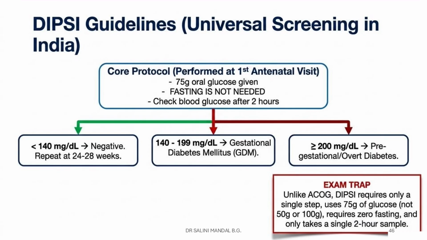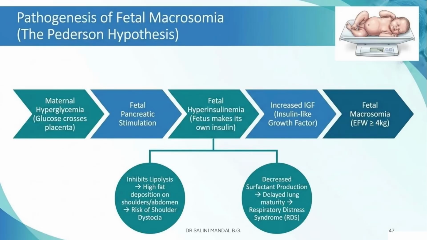But apart from that, we have something called DIPSI guidelines also. At the first antenatal visit, we are going to give 75 gram of glucose. Fasting is not required. Check after 2 hours. Less than 140 is normal, that is negative, but we have to repeat it after 24 to 28 weeks. Then 140 to 199, gestational diabetes mellitus is there. More than 200, definitely the lady was already having diabetes, so she comes under pre-gestational diabetes or overt diabetes.